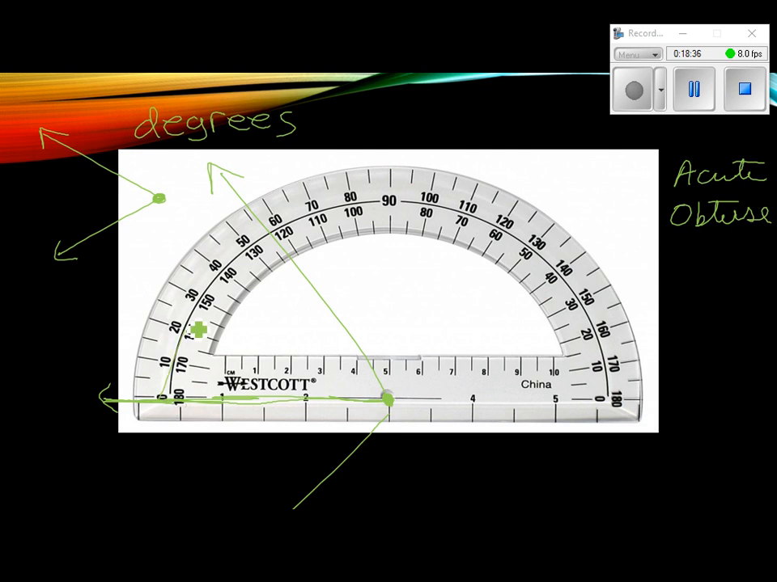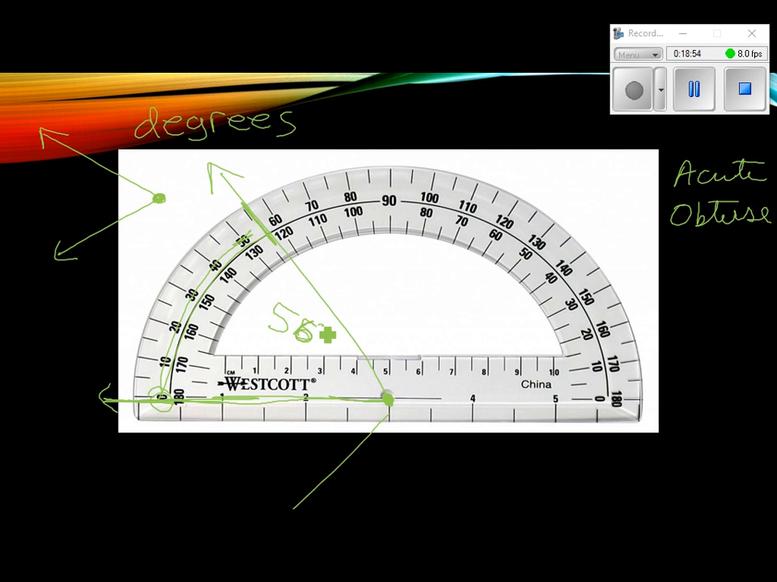You're going from here and around, and what you're doing is you're using that set of numbers that starts with 0. So we're using this set of numbers. We get to 50, we go past 55. This angle looks like it's just a little bit past 55, so how many degrees would it be?